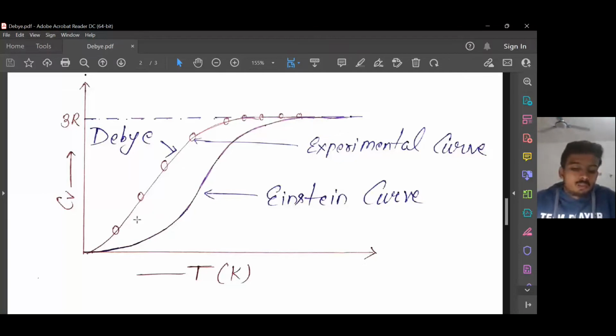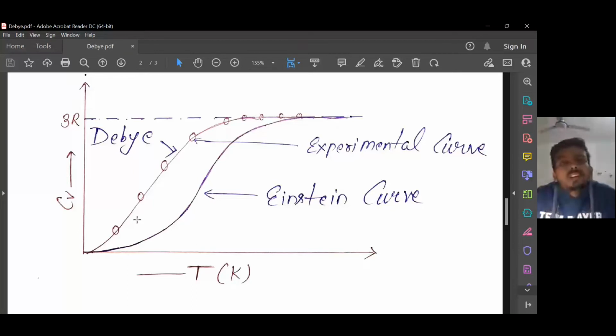Now there is one more shortcoming in the Debye model, and that is the Debye model is basically applicable for only those solids which are having only one type of atom. For example, only carbon atoms are there, and it is not applicable to NaCl because it has two types of atoms, the sodium atom and the chlorine atom. So the Debye model is not applicable for these type of solids.